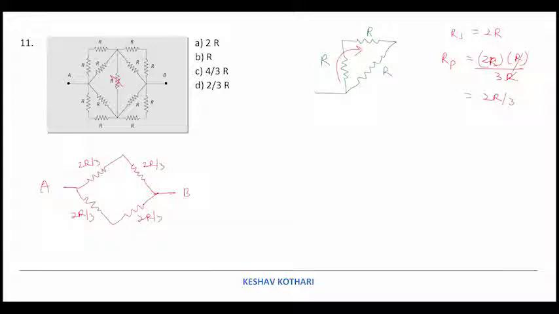Over here, on solving we obtain R series 1 is equal to 4R by 3, and R effective is equal to 4R by 3 by 2, that is 2R by 3. So for this one, option D is correct, that is 2R by 3. Let us move to the next problem.